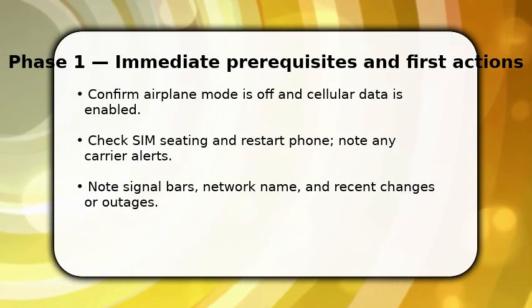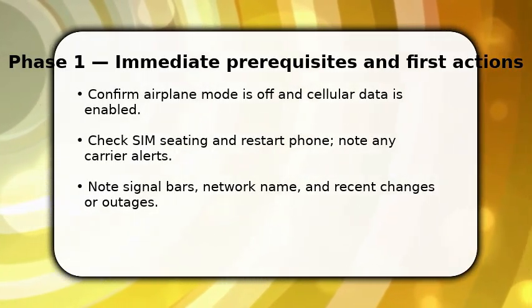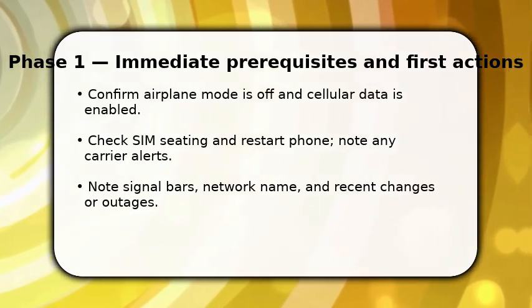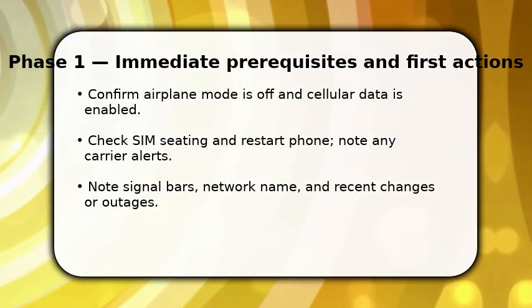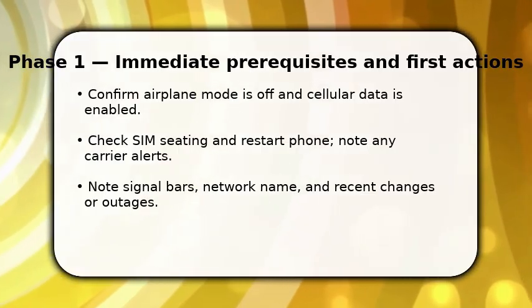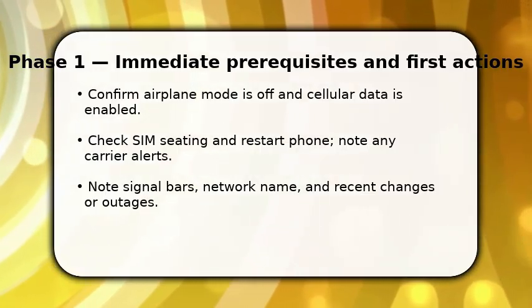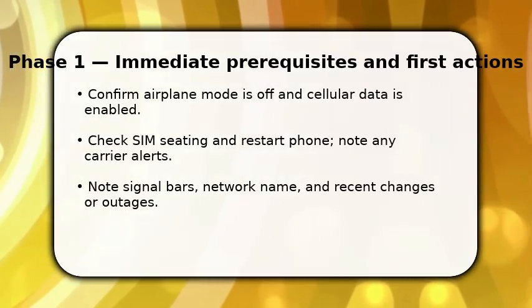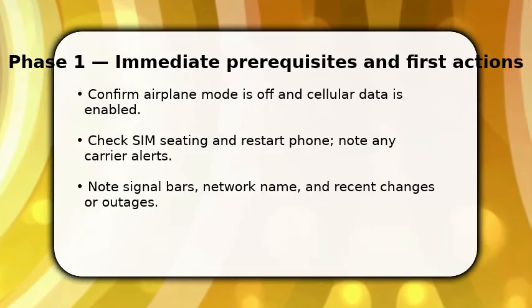You start by confirming the basics that matter now. Make sure airplane mode is off and cellular data is enabled, because that often fixes the issue instantly. Next, remove and reset the SIM. If it's loose, the phone can't register. Once done, power cycle the device. A restart forces re-registration with towers and clears transient software faults.